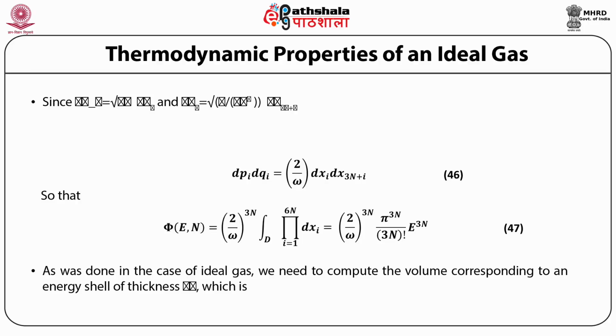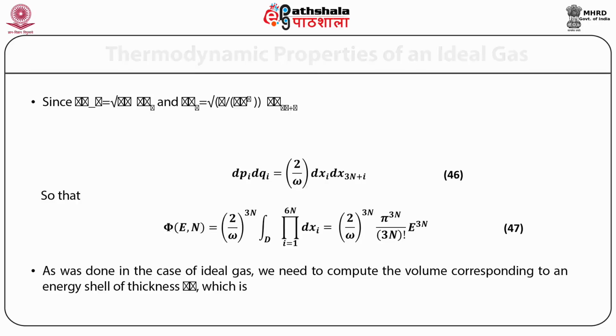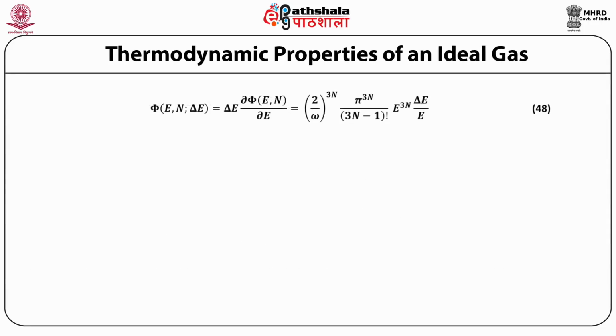We need to compute the volume corresponding to an energy shell of thickness delta E, which is Phi as a function of E, n, and delta E. It can then be written as delta E multiplied by the partial derivative of Phi with respect to E, equal to (2 upon omega) raised to power 3n multiplied by pi raised to power 3n divided by (3n minus 1) factorial multiplied by E raised to power 3n multiplied by delta E upon E.